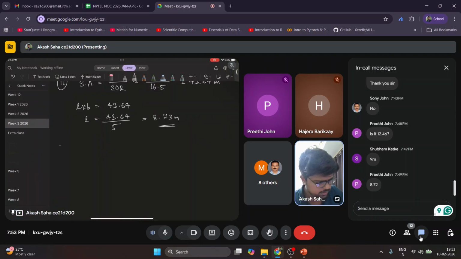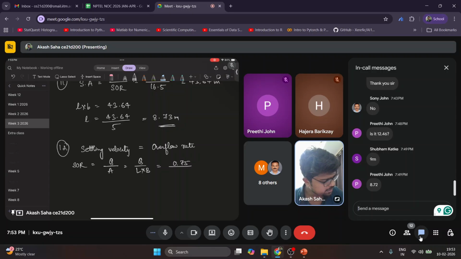So what we are doing here is, if it has to be removed 100%, then the settling velocity has to be equal to the overflow rate. So first we will calculate the surface overflow rate. That is nothing but Q by area, or Q by L into B. So that is 0.75 divided by 10 into 3. We will get 0.025 meter per second.